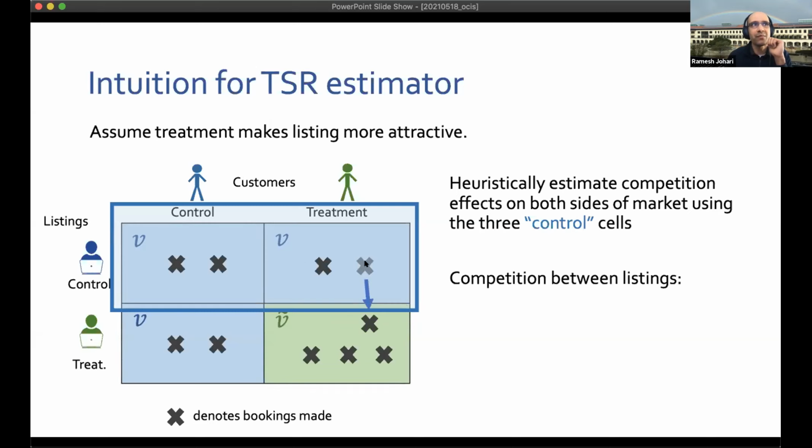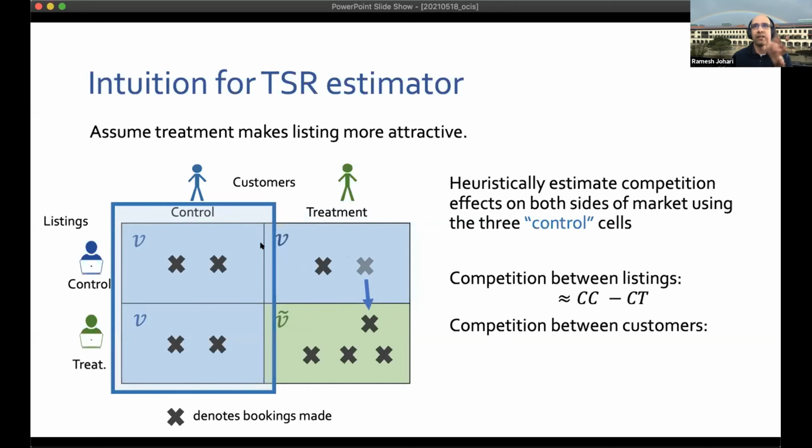Treatment customers, instead of booking control listings at the same rate as control customers are booking control listings, will sometimes swap over and book a treatment listing instead. Remember that treatment makes listings more attractive. So by looking at the difference between these two cells, I can estimate the degree of competition between listings in this experiment. All right, so that's CC minus CT. Similarly, I can estimate the competition between customers as CC minus TC, this cell minus this cell. And in the paper that Hito and Pat Beyer worked on, there's a similar application of these types of correction terms as well.